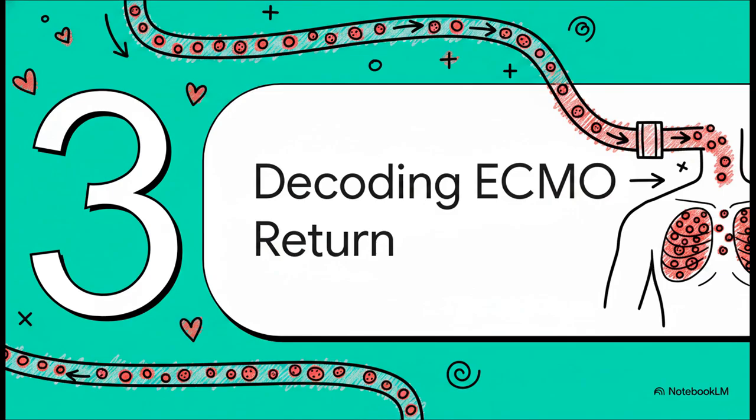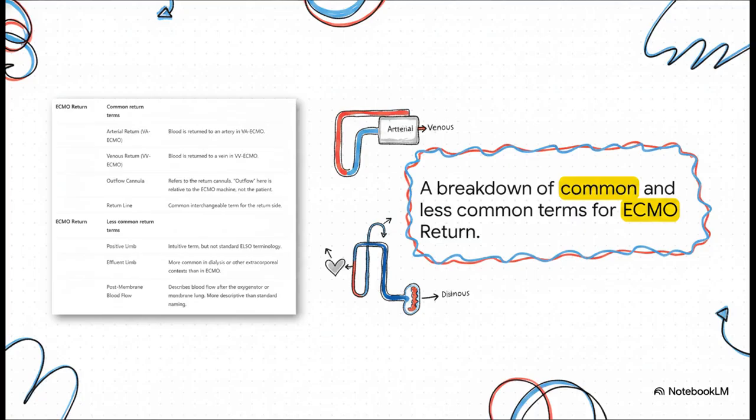Okay, we've got the drainage side all cleared up. Now let's use that same logic for the other half of the circuit, the return line. This is where all that oxygenated blood heads back to the patient. And look at that, it's pretty much the same pattern on the return side. You've got your super common, clear terms like arterial return or venous return, depending on the type of ECMO, but then you might also run into these less standard terms like positive limb or even effluent limb, which you actually hear more in things like dialysis. Just knowing that these other names exist is half the battle.